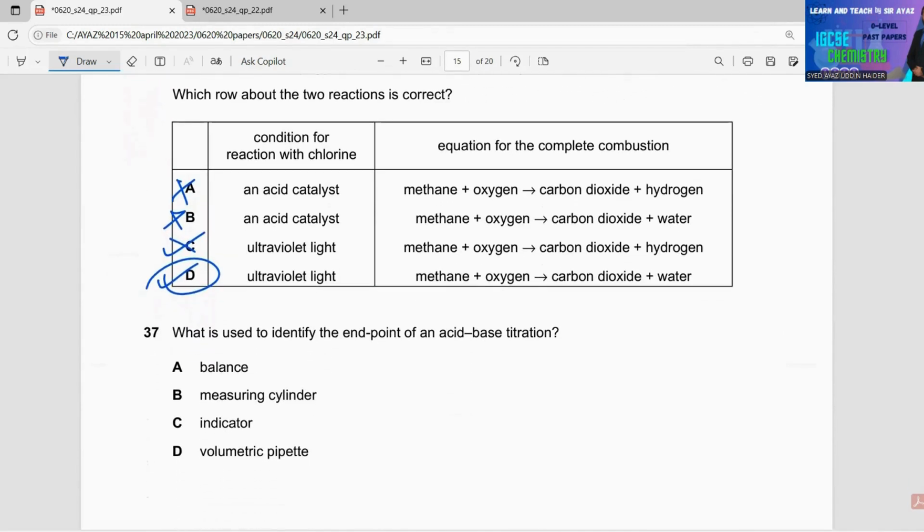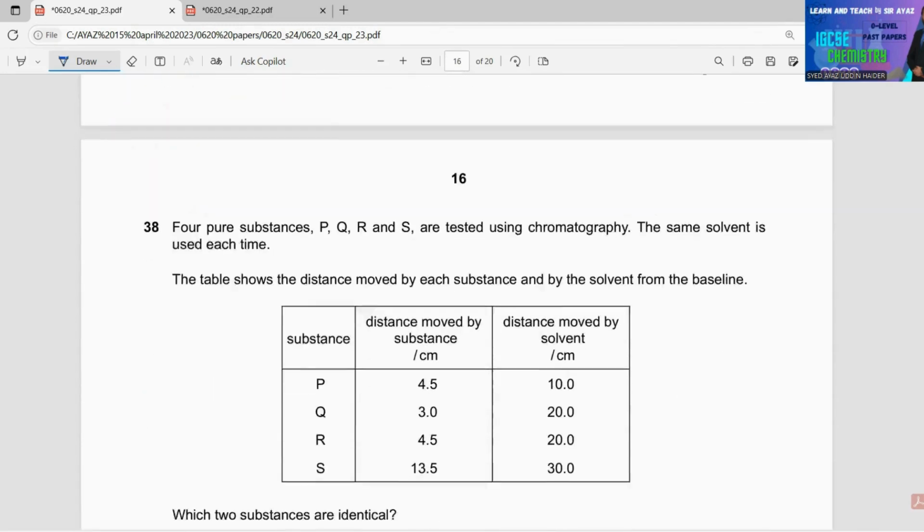37. What is used to identify the endpoint of an acid-base titration? We need an indicator to indicate the completion of the neutralization reaction. 38.